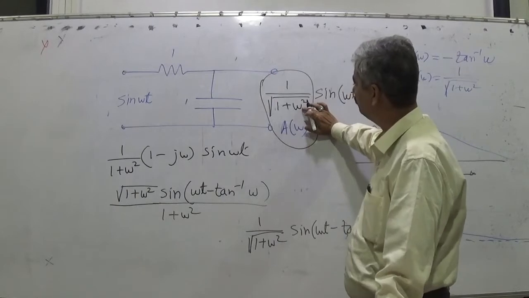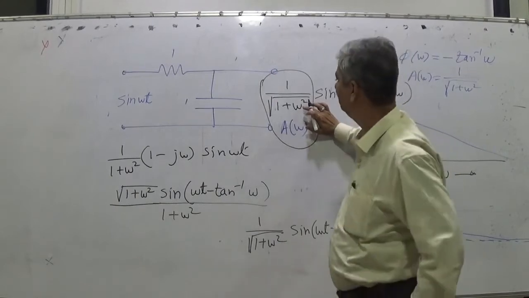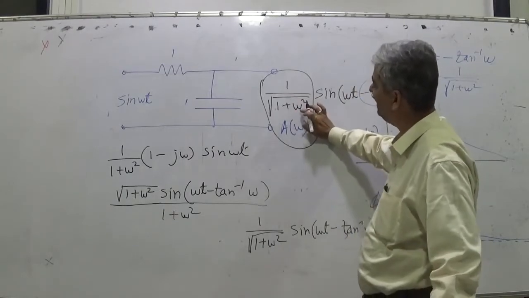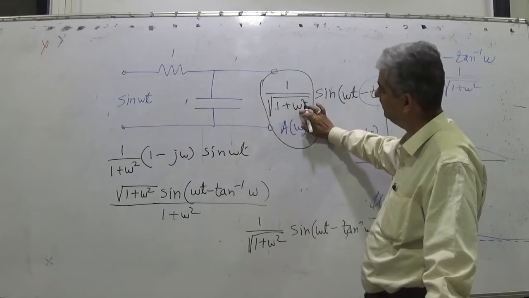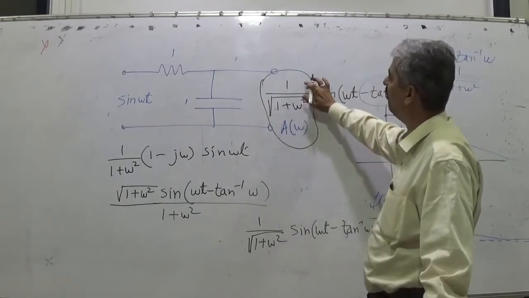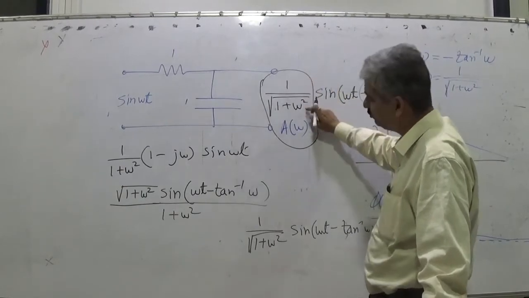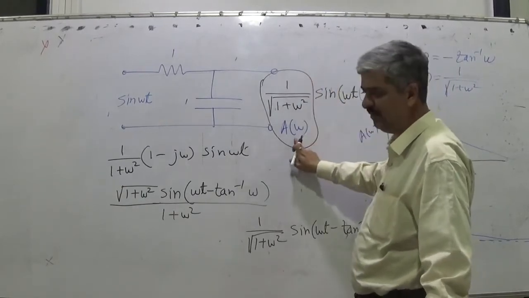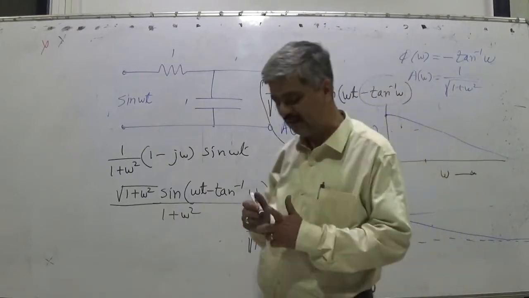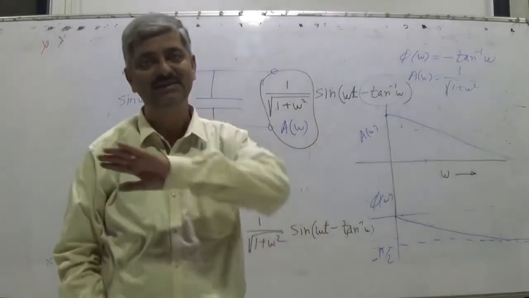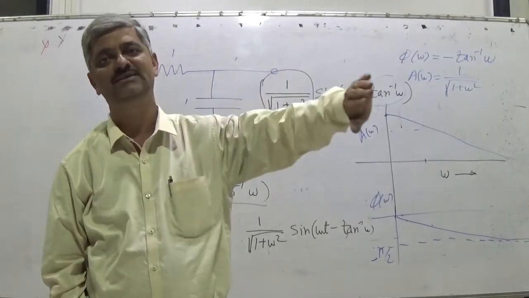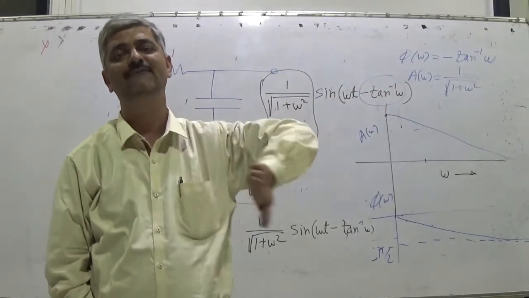As omega is in the denominator, even with the square and square root, as omega increases the denominator will increase, so the ratio A omega will reduce. At low frequencies A omega is large, at high frequencies A omega is small. So low frequency sinusoids will be passed substantially. There would be a higher gain for low frequency inputs and lower gain for high frequency inputs.